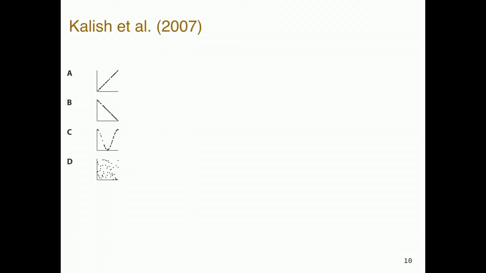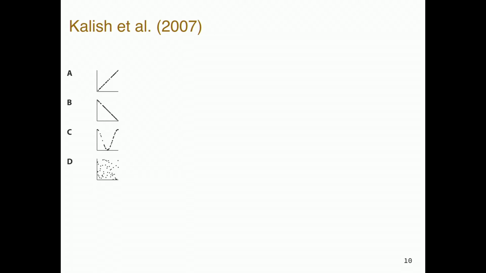Okay, so what you can do now is insert this task into a transmission chain. The first participant comes in and learns from the ground truth. Here I'm going to show you four different chains, A, B, C, and D. This is the ground truth of what the function was, relating the horizontal bar to the vertical bar. A was positive linear, B negative linear, C is this kind of sinusoidal curve, and D is actually a random mapping of X and Y values.